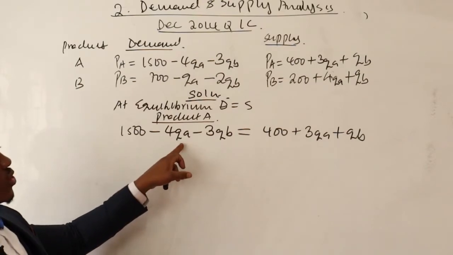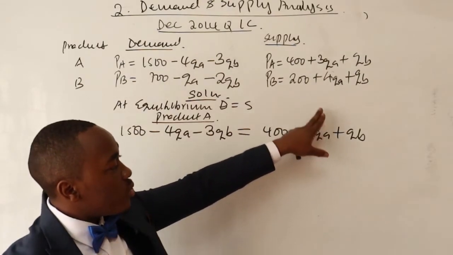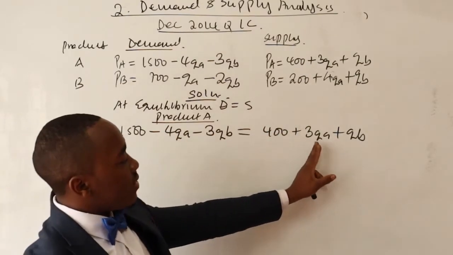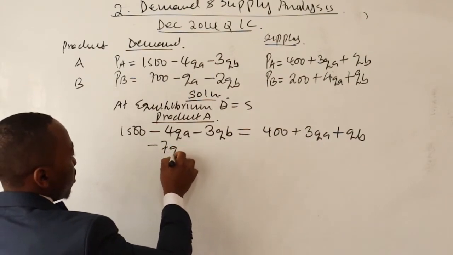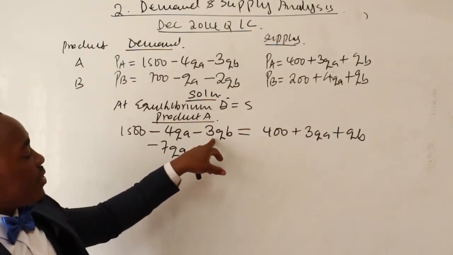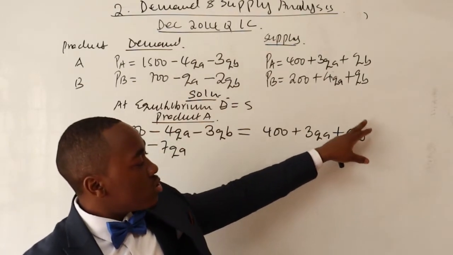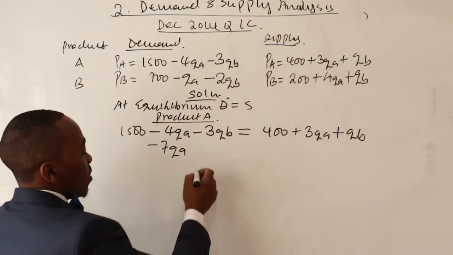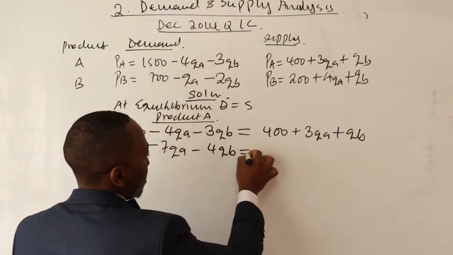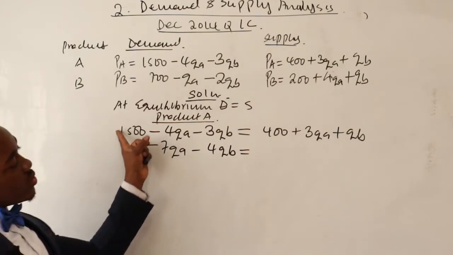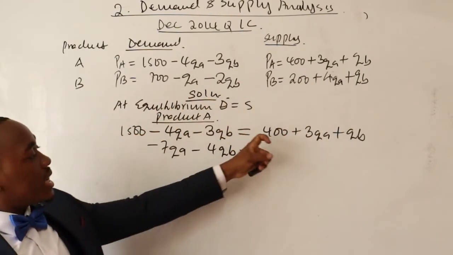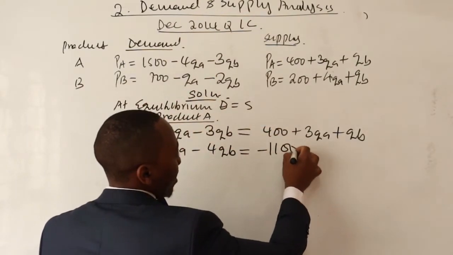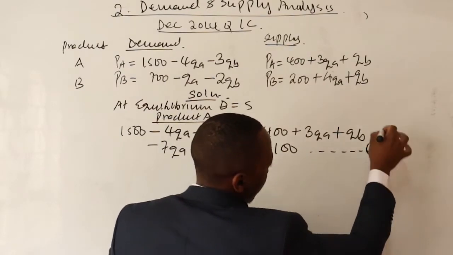So we have negative 4QA and here we have 3QA. If you take this one to the other side, it becomes negative, so you have negative 7QA. Then negative 3QB, and the QB moving to the other side becomes negative, so minus 3QB minus QB gives minus 4QB, is equal to, now the 1500 goes to the other side, so 400 minus 1500, you get negative 1100. Call this equation number 1.